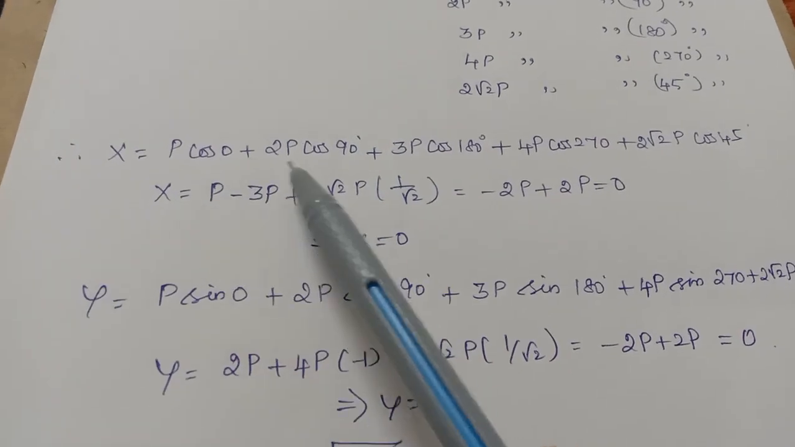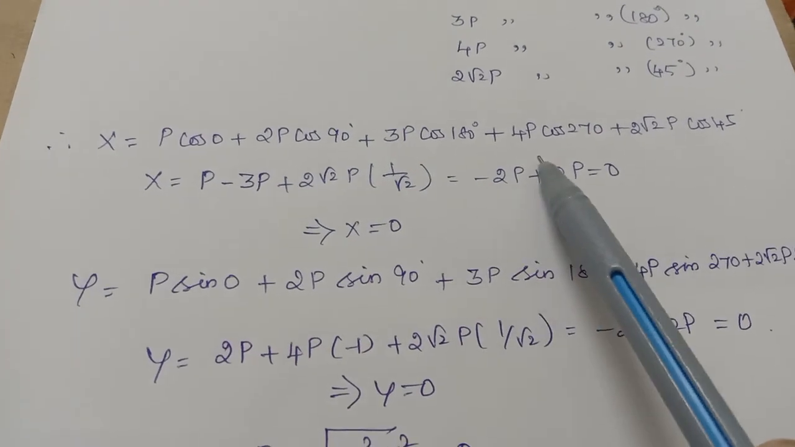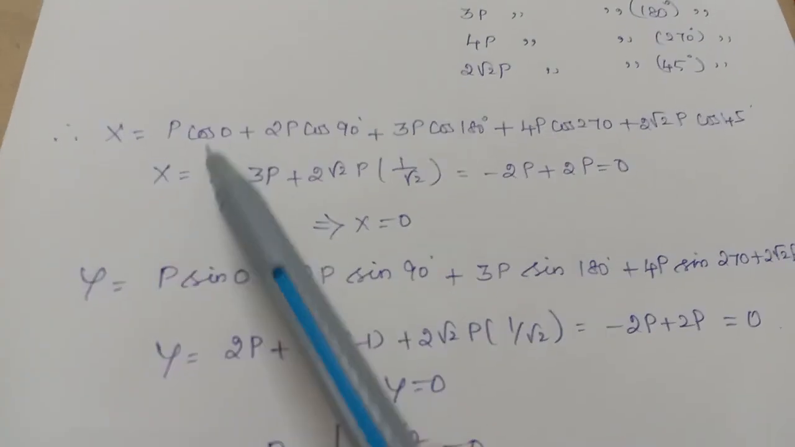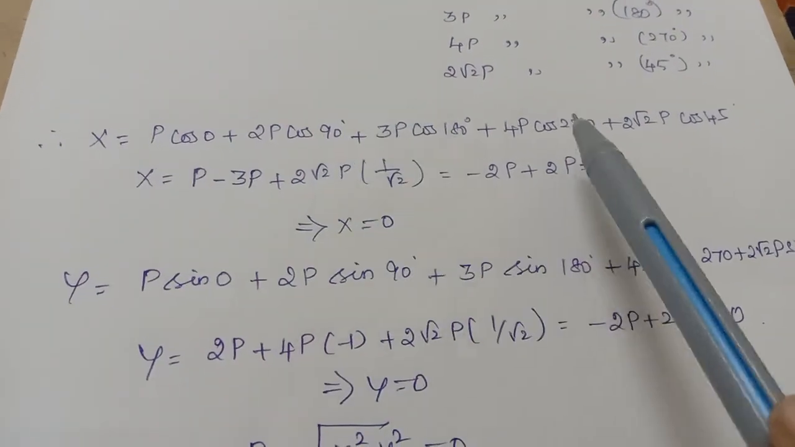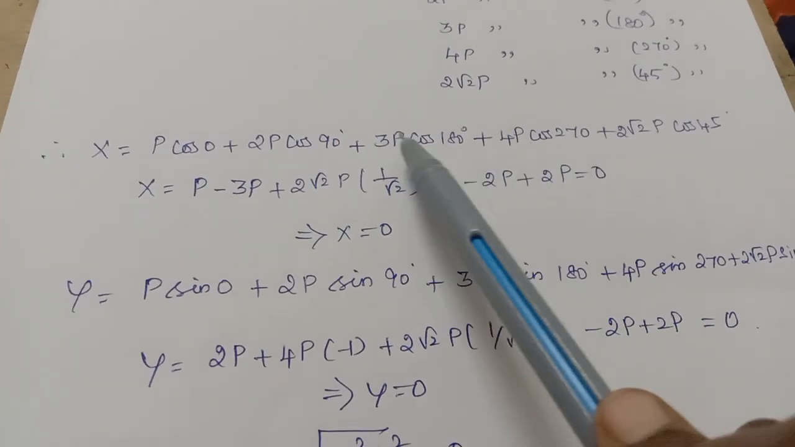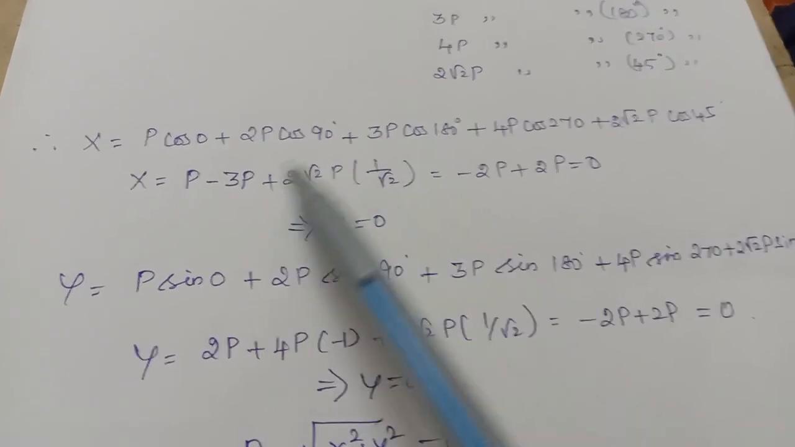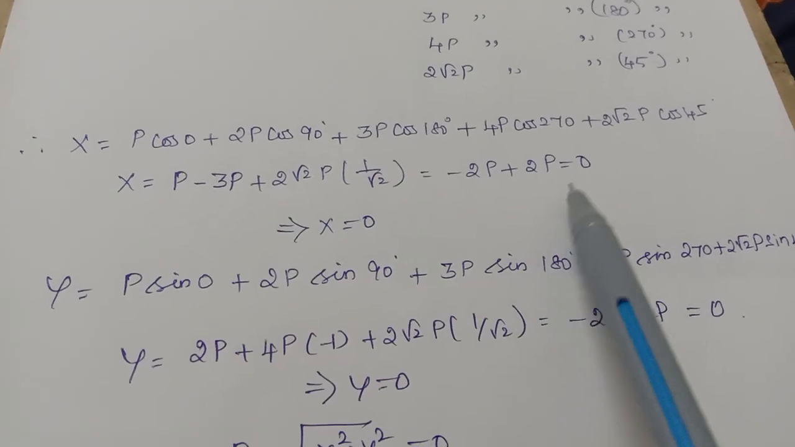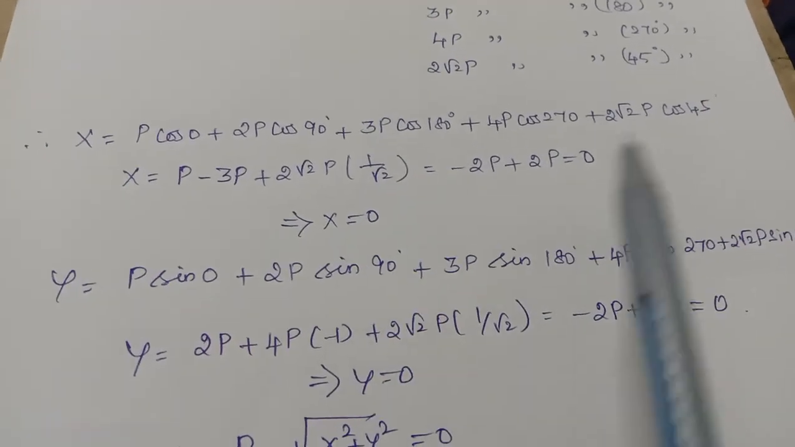Now you find the components. X equal to P cos 0 plus 2P cos 90 plus 3P cos 180 plus 4P cos 270 plus 2 root 2P cos 45. So cos 90 is 0 and cos 270 is also 0. And cos 180 is what? Minus 1. So minus 3P plus 2 root 2P into 1 by root 2. So minus 2P plus 2P, 0. So the horizontal component is 0.